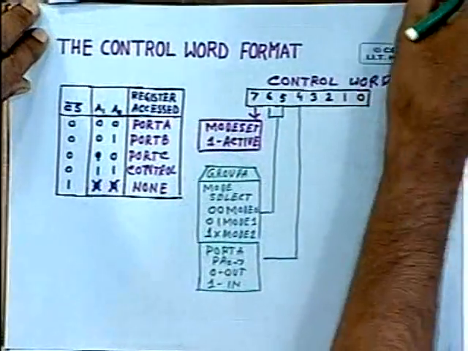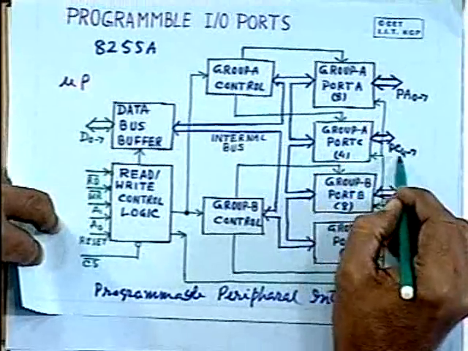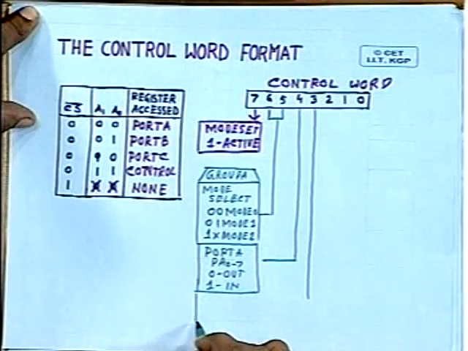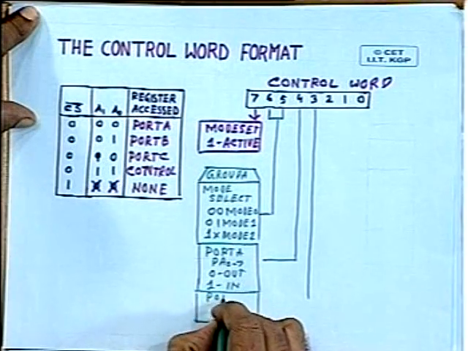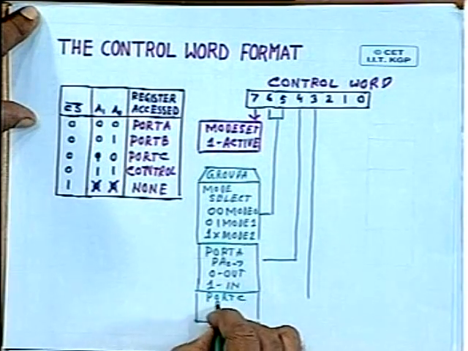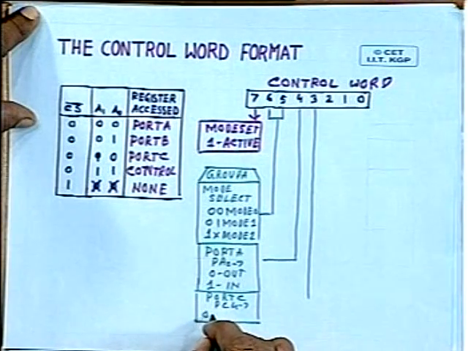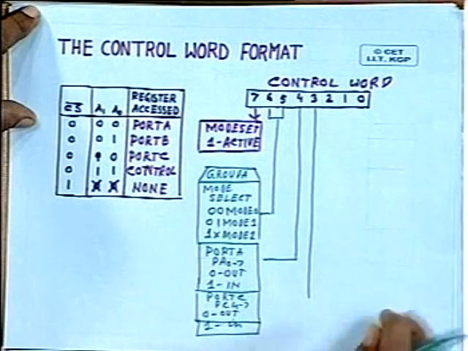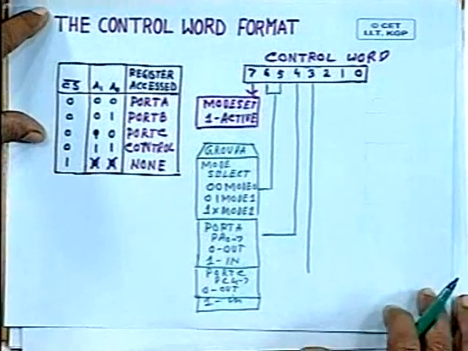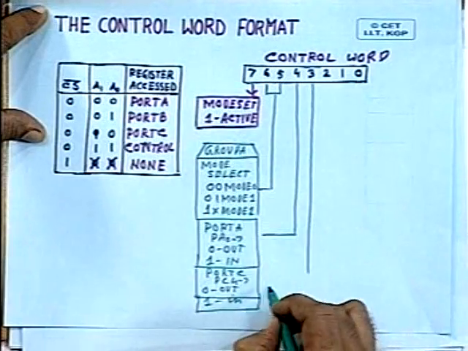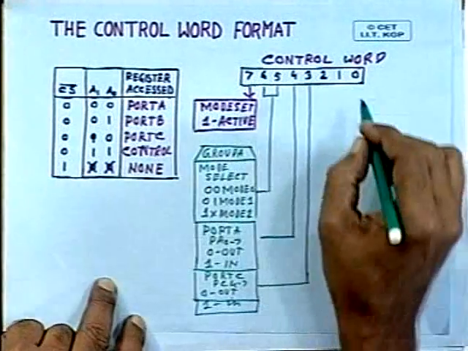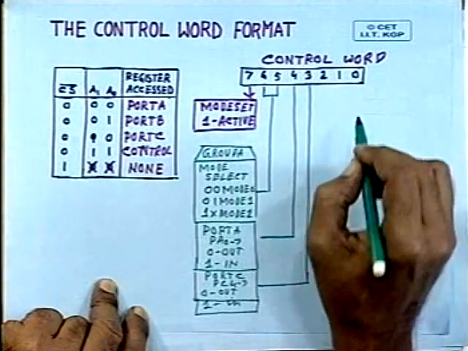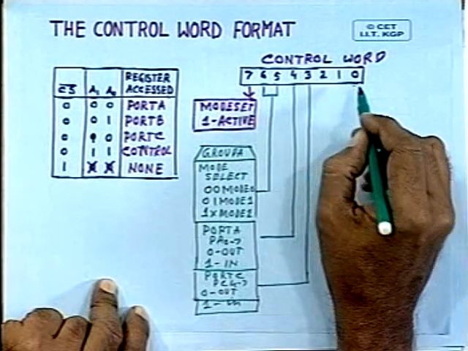Then bit 3: some of the bits we have seen belong to group A, PC 4 to 7. The direction of these bits is also decided with the help of bit 3. This is the port C control, that means PC 4 to 7. Whenever it is 0, then out, and whenever it is 1, then in. That means the input and output operations can be decided with the help of this particular bit. Now, let us consider the remaining three bits, bits 0, 1 and 2. Bit 0 is used to control the operation of port C.